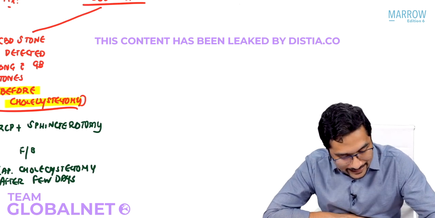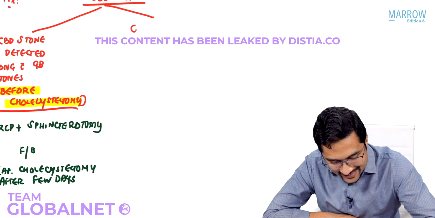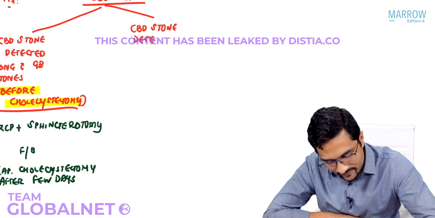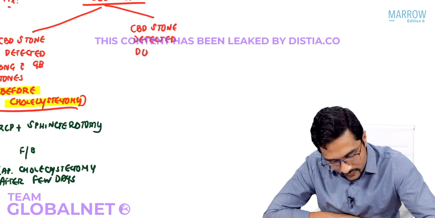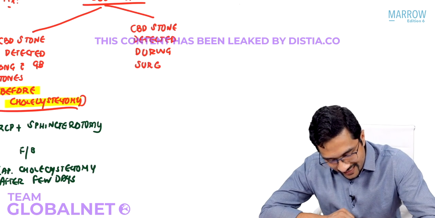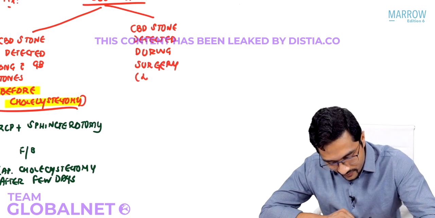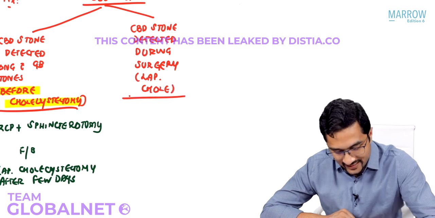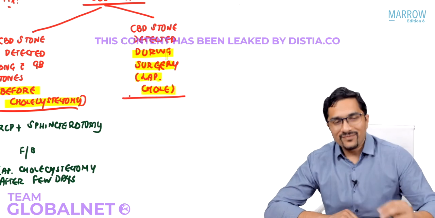The second scenario is when a CBD stone is detected during surgery, that is during lap chole. The surgeon figures out for the first time that there is a stone in the CBD.